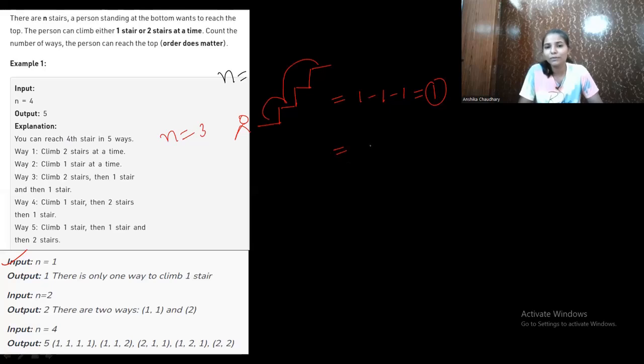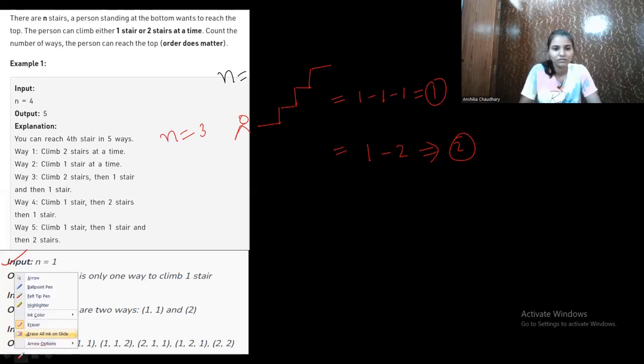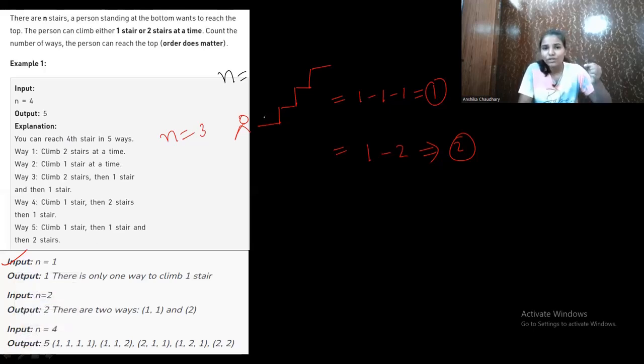So what are the possible ways? First he takes one step, then he takes two steps, and then he will reach the top, and this is the second possible way. Now if he doesn't follow this way, what he can follow is: he can take two steps first, then one step. Okay, so this is the third possible way.